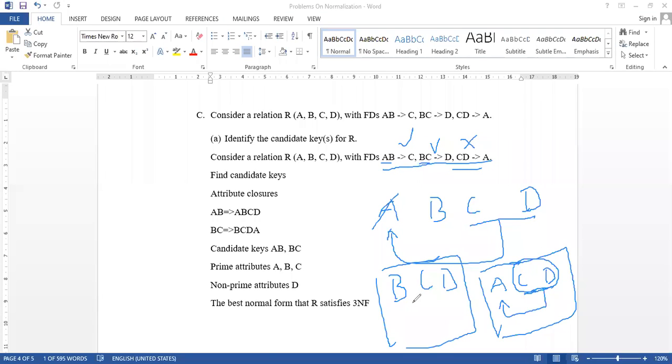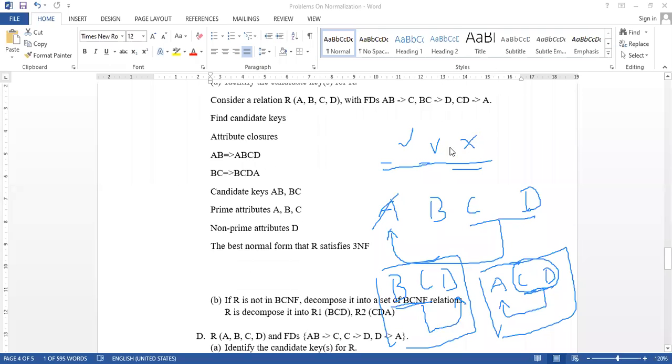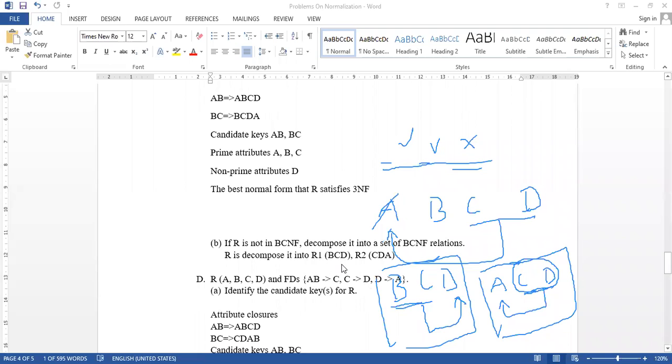Here, what is the FD? BC determines D is the FD. BC is the candidate key, right? Now it is decomposed into what? BC and D relations. So it is decomposed into one table BC D, second table is ACD or CDA. Okay. Now we'll see one more problem.